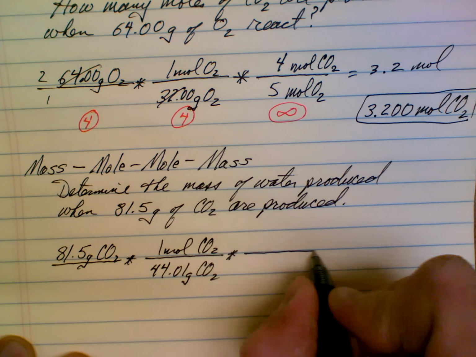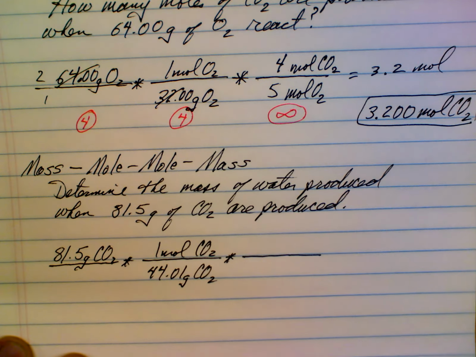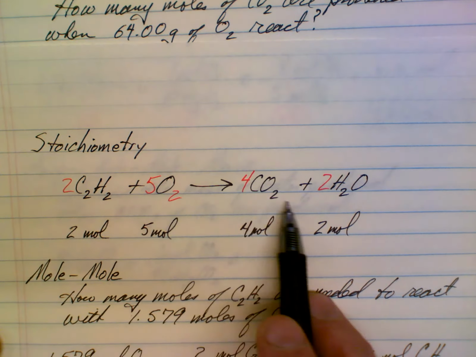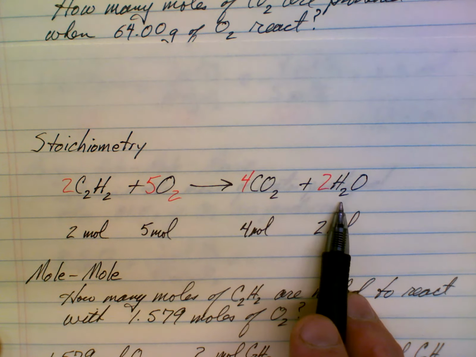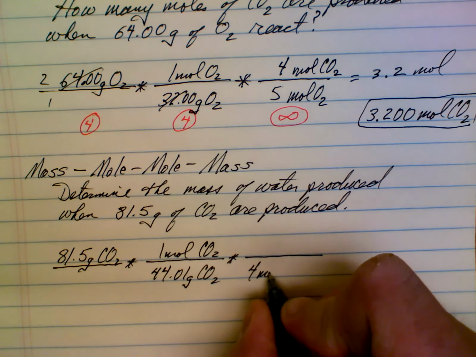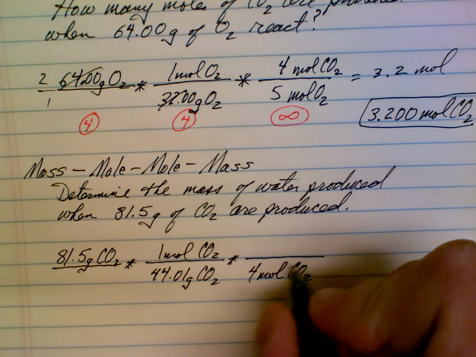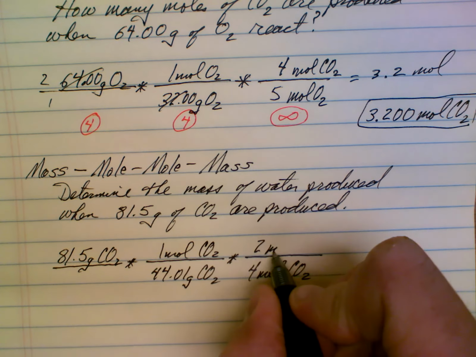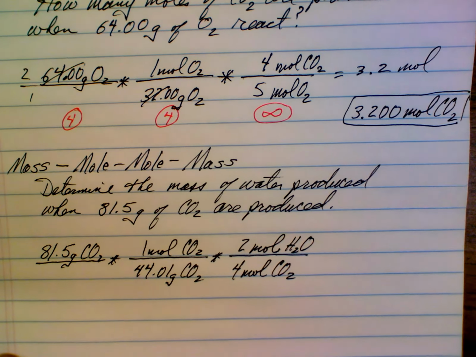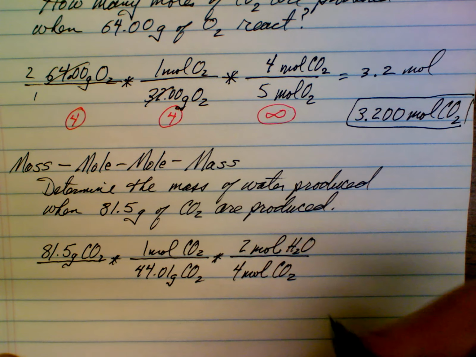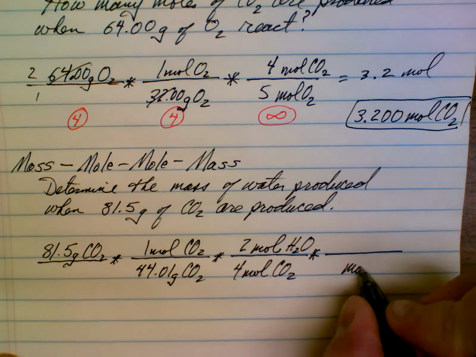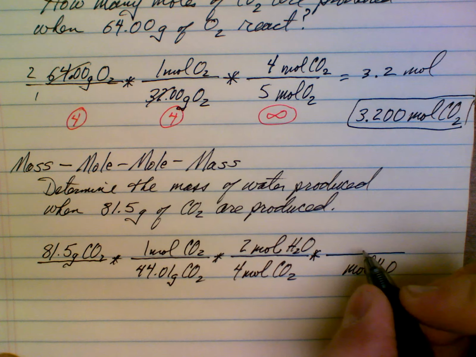And then going again to the balanced chemical equation, for every 4 moles of CO2, there's going to be 2 moles of water produced with it. So this is going to be 4 moles CO2, and it's going to relate to 2 moles of H2O. But the question is asking for mass. It doesn't state it, but we'll just assume it means grams. And so then we're going to go from moles of H2O to grams of H2O.